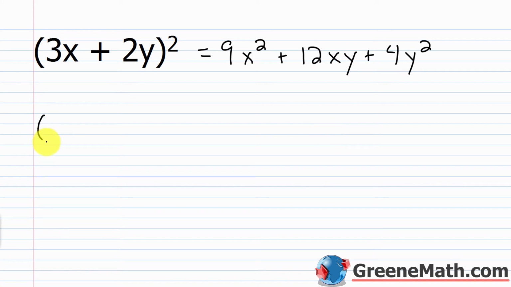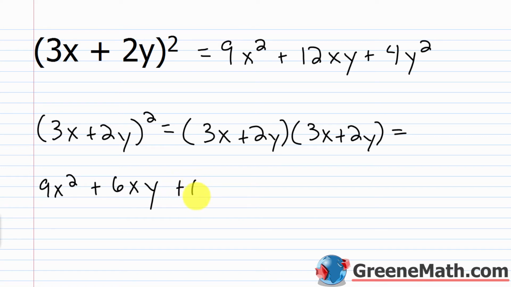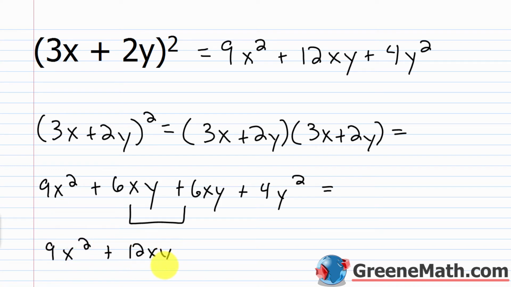And again, let me do this the long way and prove this to you. So if I expand this, I get 3x plus 2y times 3x plus 2y. 3x times 3x is 9x squared. 3x times 2y is going to be plus 6xy. And then 2y times 3x, again, is plus 6xy. And then finally, plus 2y times 2y is 4y squared. So if I combine like terms in the middle here, I get exactly what I got from my shortcut, which is 9x squared plus 12xy plus 4y squared.